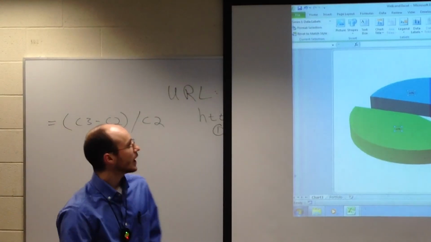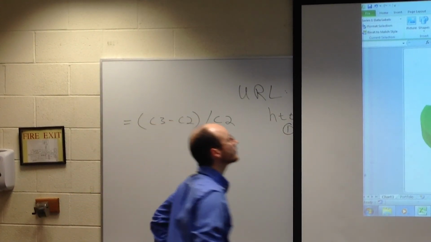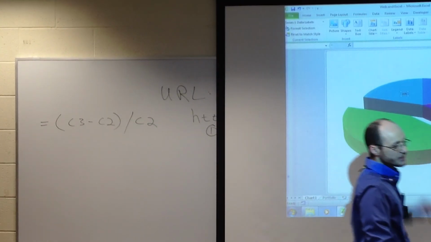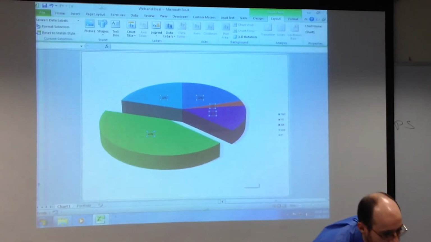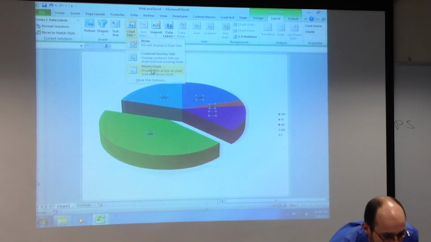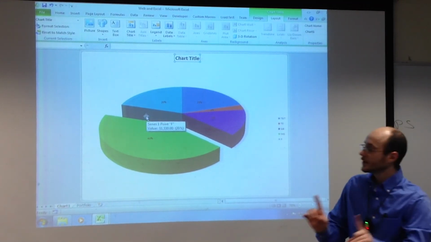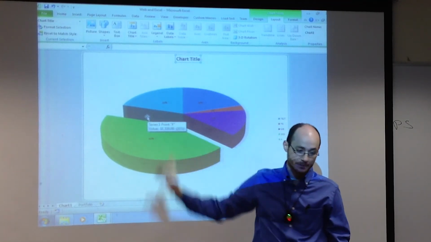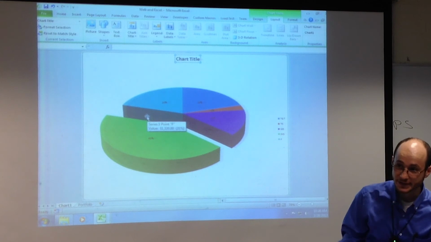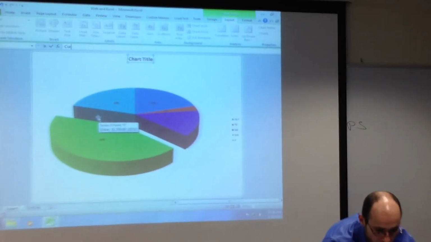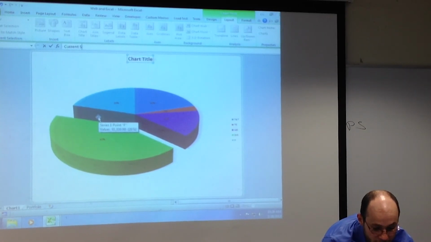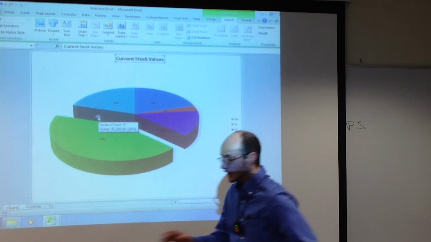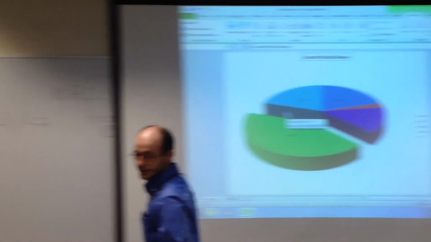Last thing, add a chart title. Under the layout tab, you guys should have a command called chart title. Please click above. Now, it's active. If it's active, you can start typing. When you start typing, you're not going to see it. I'm going to type in current stock values and hit enter. When I hit enter, the chart title should now appear.